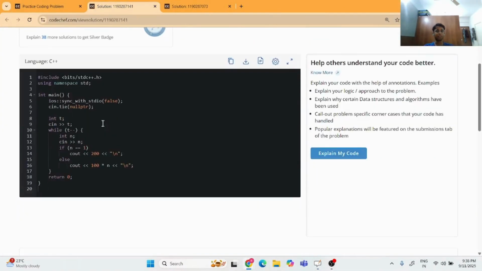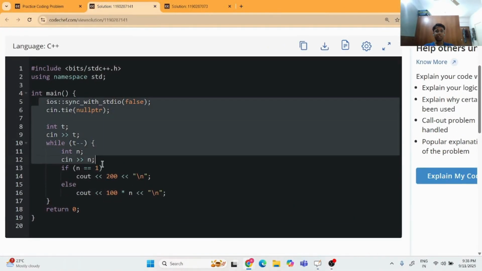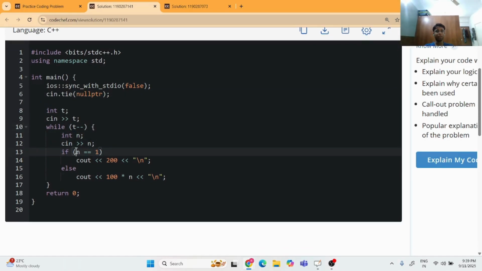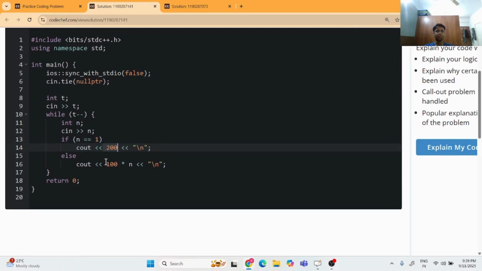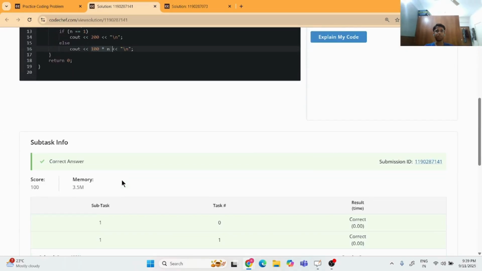Now let's move toward the simple C++ code. So guys, this is my simple C++ code. I took the input for all the test cases as well as for N. If N equal to 1, I'm printing 200. In all the other cases, I'm simply printing 100 times N. And as you can see, I have got my C++ code, right?